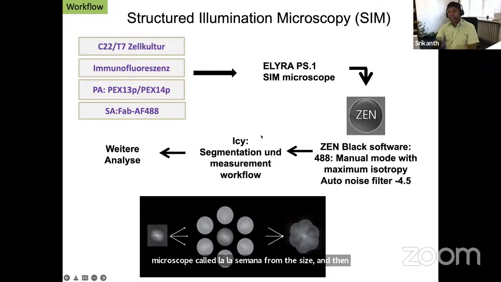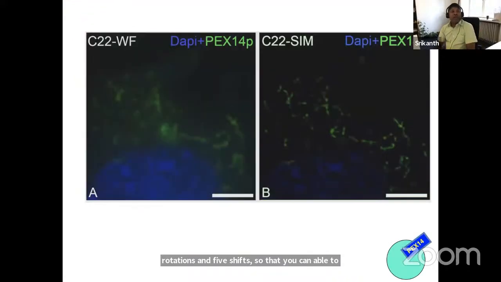You need to develop some segmentation protocols. The principle is that there is a point here, and this pattern of projection moves around, and by that you can develop a clear image of this spot. These are three rotations and five phase shifts, so that you can check the typical pattern of the image. This is what we use with the cell culture plate and immunomicroscopy.